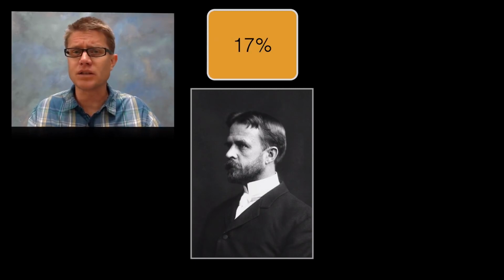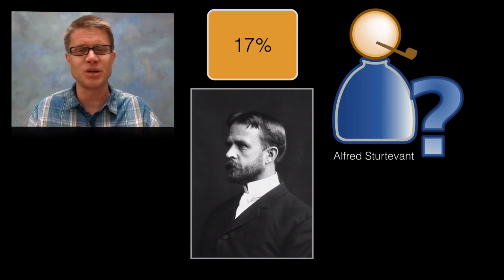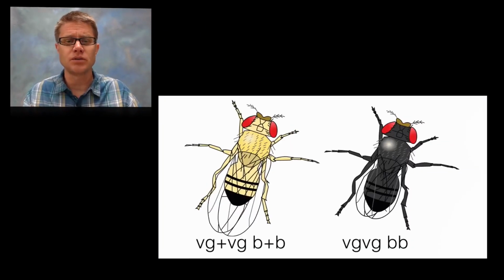Then finally, one of his students, Alfred Sturtevant, and I couldn't find a good open source picture of him, but he's always smoking a pipe. So we'll say this represents Alfred Sturtevant. One night he just blows off his homework and he figures it out. The whole thing, he figures it out. And to understand it, you really have to understand what's going on during meiosis.